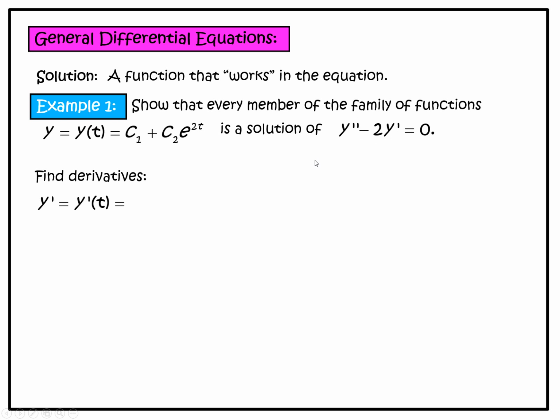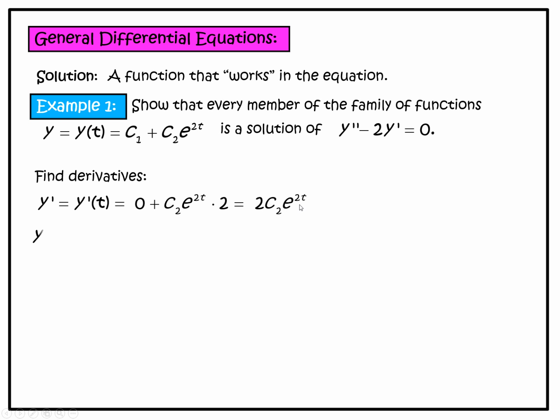So y prime, you differentiate c1, you get 0. Differentiate e to the 2t, you get e to the 2t times 2. So that derivative is 0 plus c2 e to the 2t times 2, which is 2c2 e to the 2t.